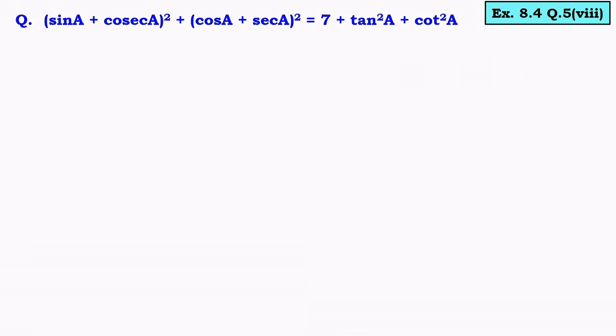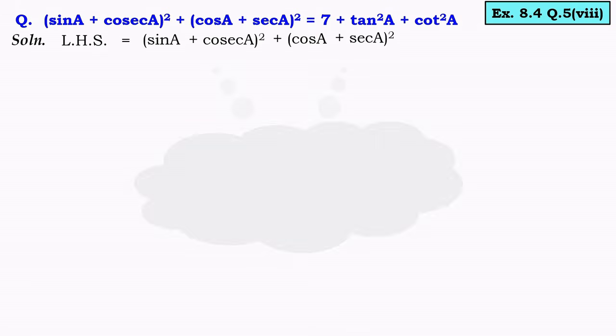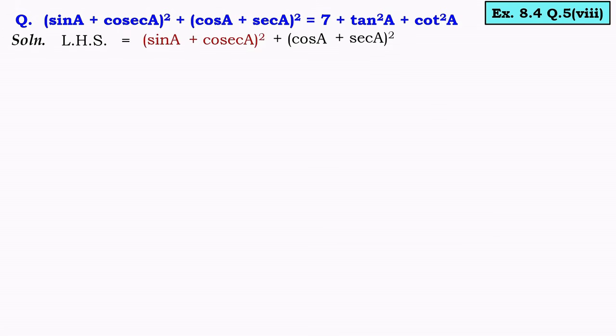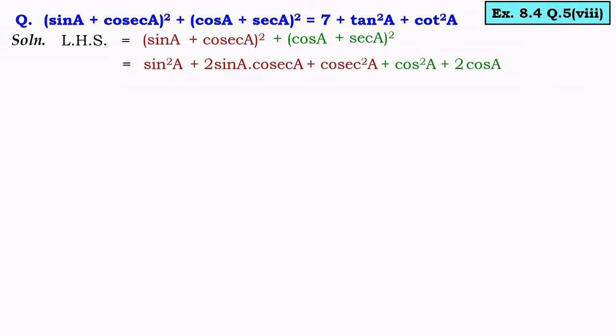Notice that both terms are perfect squares. So, we will use the identity (a + b)² is equal to a² + 2ab + b². Therefore, the left-hand side becomes sin²A + 2 sin A into cosec A + cosec²A + cos²A + 2 cos A into sec A + sec²A.